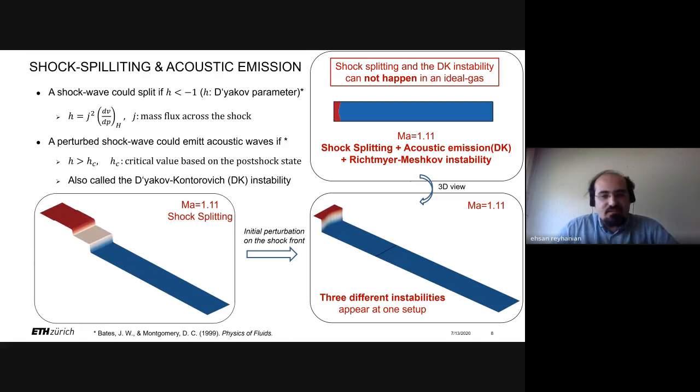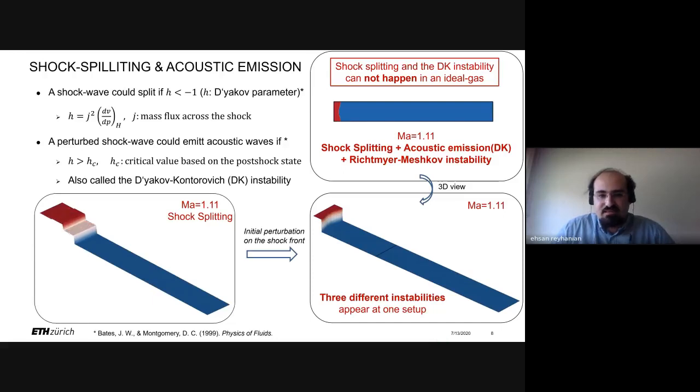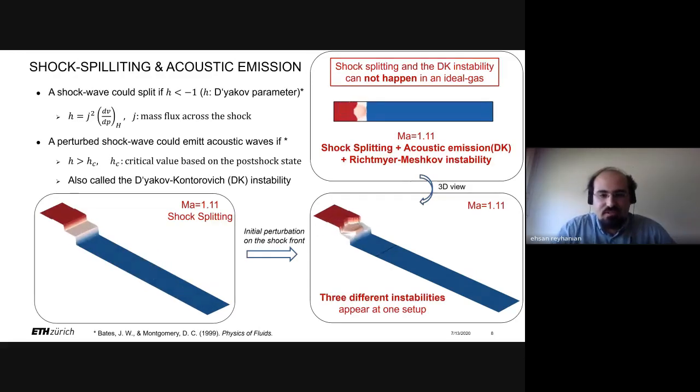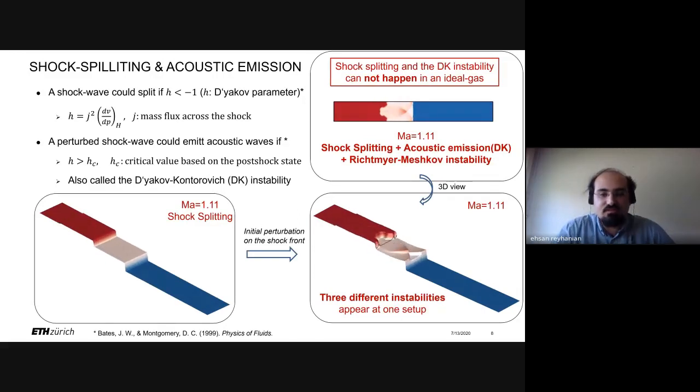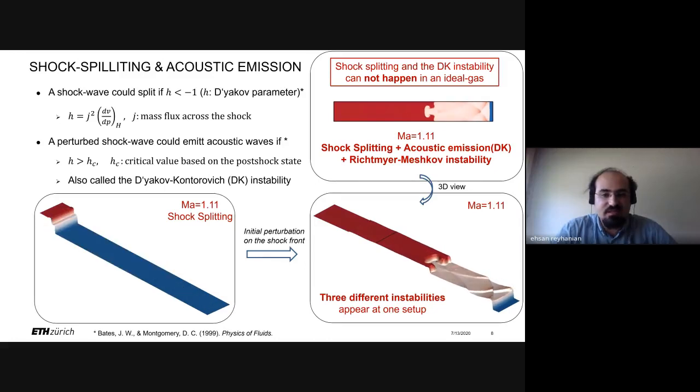As another example, if this parameter is larger than a critical value, any initial perturbation on the shock front can remain stationary, and the shock would radiate acoustic waves as it propagates in the fluid. This is also known as the Dyakov-Kontorovich instability. And once again, I have to mention that these are only characteristics of non-ideal fluids, since a shock is always stable when propagating in an ideal gas.